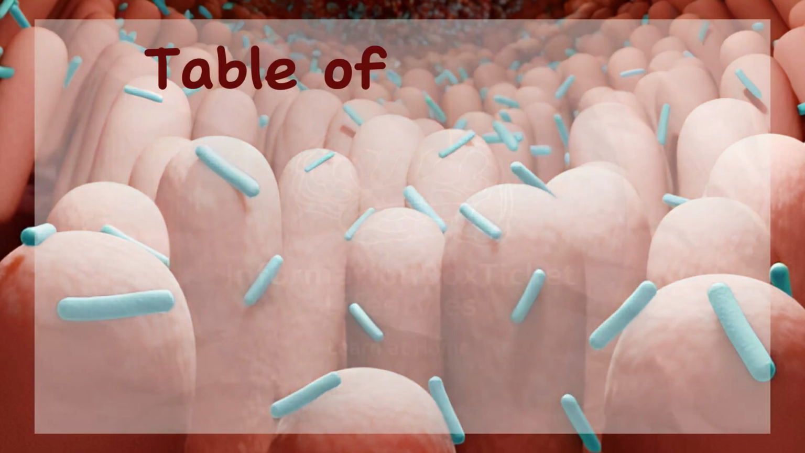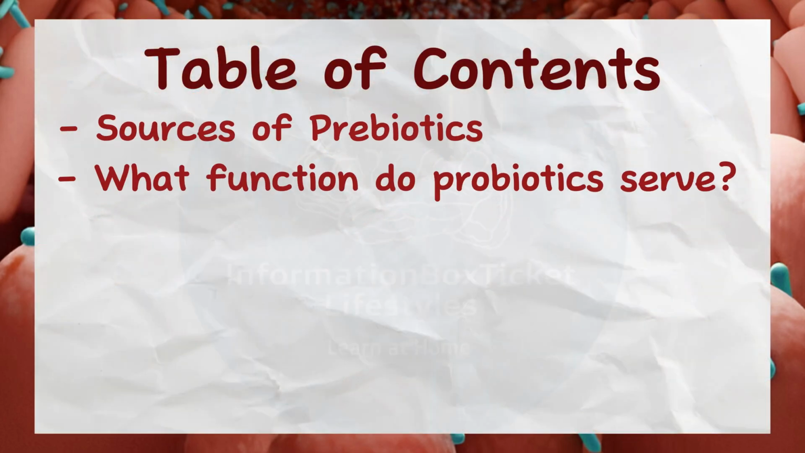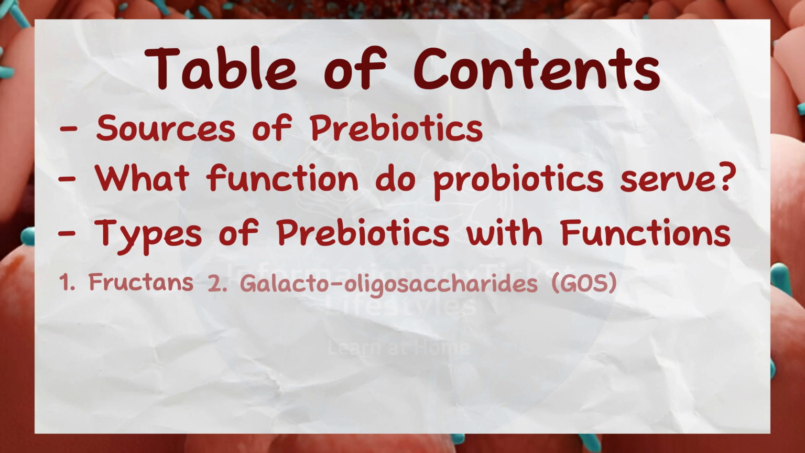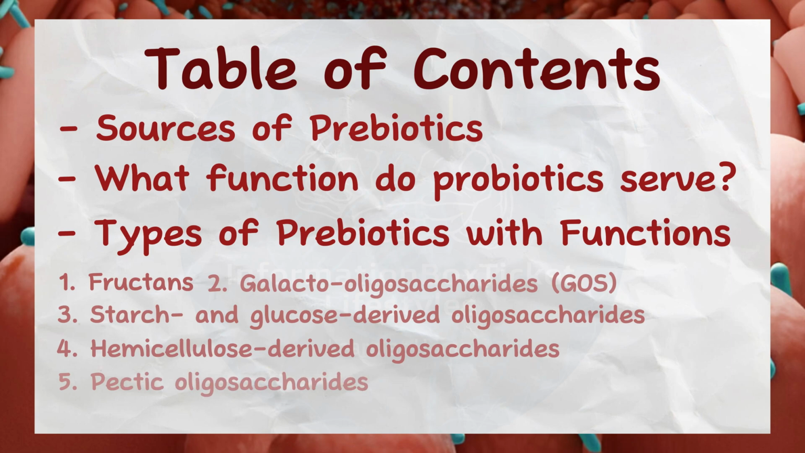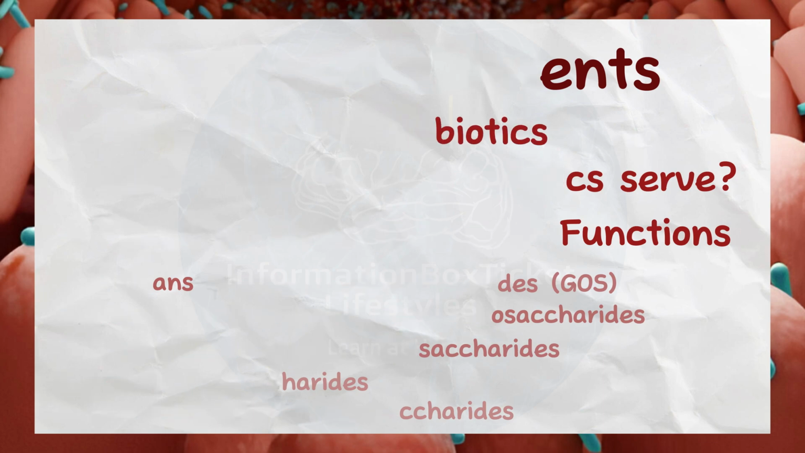Prebiotics. Table of contents. Sources of prebiotics. What function do prebiotics serve? Types of prebiotics with functions: 1. Fructans 2. Galacto-oligosaccharides, GOS 3. Starch and glucose-derived oligosaccharides 4. Hemicellulose-derived oligosaccharides 5. Pectic oligosaccharides 6. Non-carbohydrate oligosaccharides. Advantages of prebiotics.